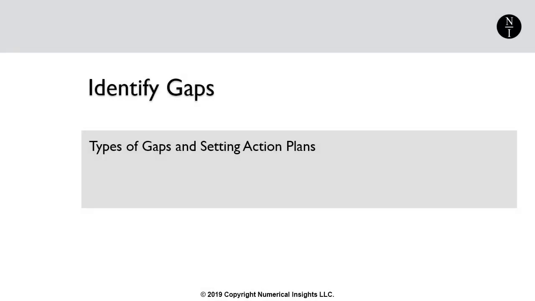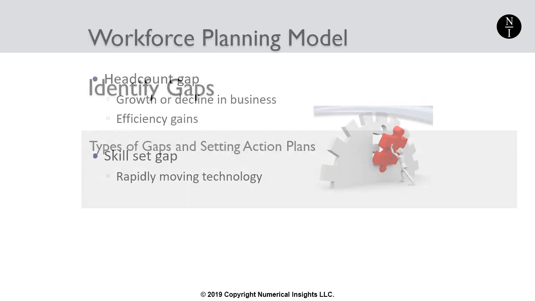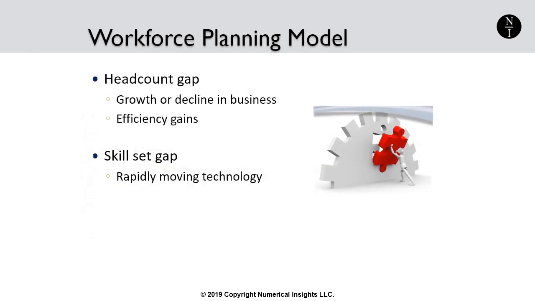The next step in the strategic workforce planning process is to identify the gaps. In strategic workforce planning, there are essentially two types of gaps. The first is a headcount gap. In the previous section, you saw that we were building headcount models to project the anticipated number of employees that we would need in the future.